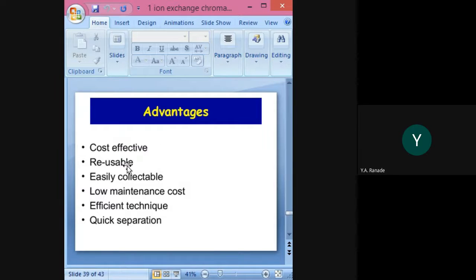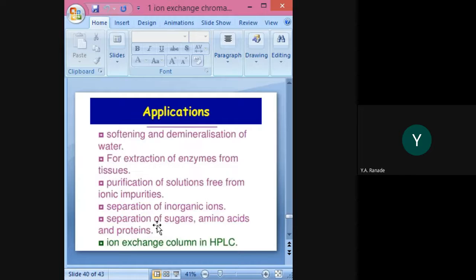So the advantages, if you consider, are that it is cost effective, reusable, easily collected, and has low maintenance cost. It is an efficient technique, but the only requirement is that the molecule which you need to separate must be in the ionic form. The very routine application of ion exchange chromatography is the softening and demineralization of water. So IE is very important for water purification. Also, for purification of solutions free from ionic impurities, that is deionization, you can use this type of chromatography on a huge scale. Preparative scale-up is very easily available for ion exchange chromatography.